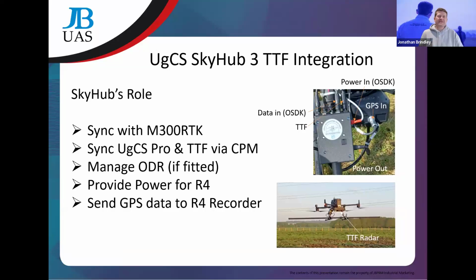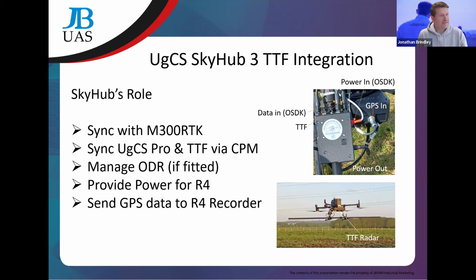So let's have a look at the SkyHub integration. What is SkyHub's role in all of this? Well, it's syncing with the M300. It's able to take the GPS data from the M300 and it's then able to use that. So that's a big role of it, taking the RTK from the drone. It's also syncing the ground control software, UGCS Pro in this case, with the true terrain following via another bit of software called Custom Payload Monitor. It's also managing the obstacle detection radar if you've got one fitted.